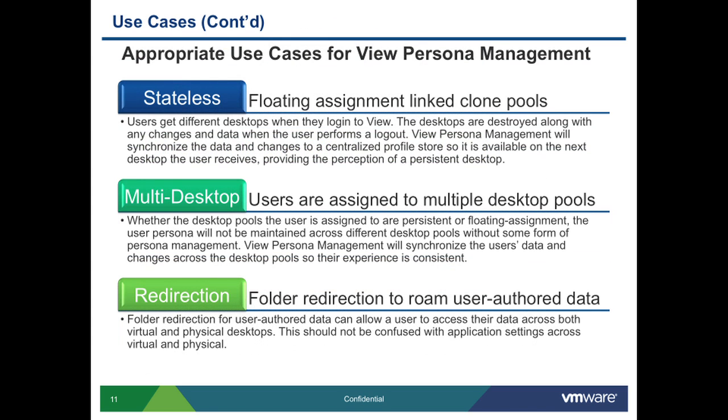The appropriate use cases for View Persona Management are stateless, floating assignment linked clone pools. This is where users get different desktops when they log into View. The desktops are destroyed along with any changes in data when the users perform a logout. View Persona Management will synchronize the data and changes to a centralized profile store so it is available on the next desktop the user receives, providing the perception of a persistent desktop.